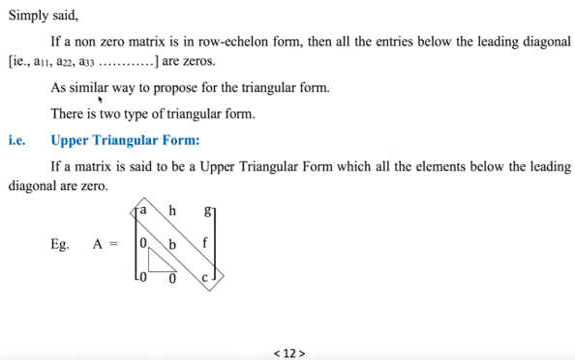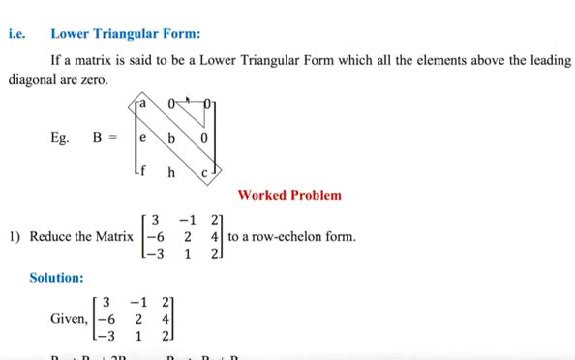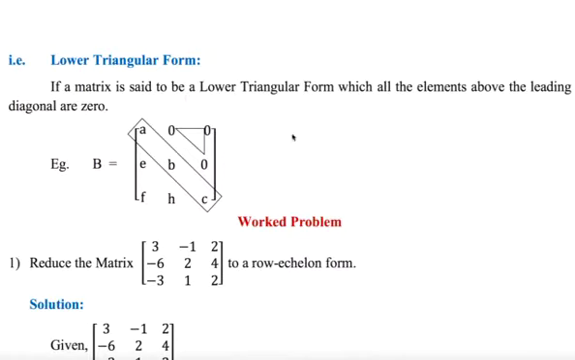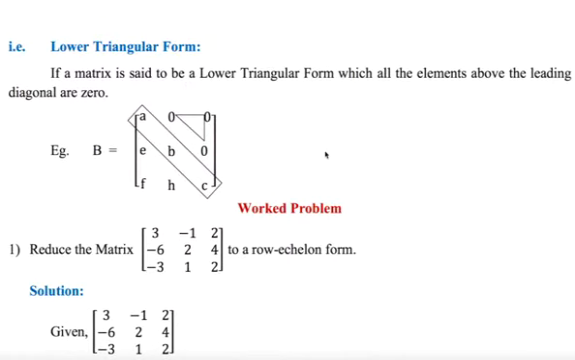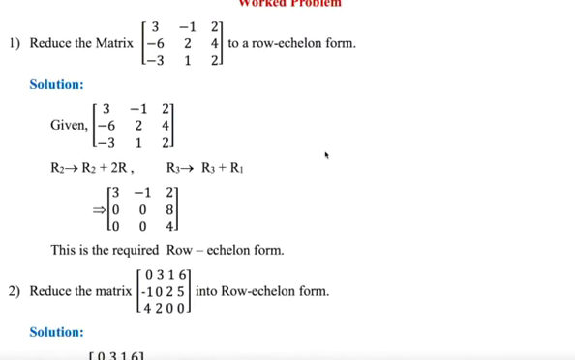In a similar way, we proceed for triangular form. There are two types of triangular form. One is upper triangular, the second one is lower triangular. A matrix is said to be upper triangular if the elements below the leading diagonal are zero. A matrix is said to be lower triangular if the elements above the main diagonal are zeros. Okay, right. So let's see some examples for this.